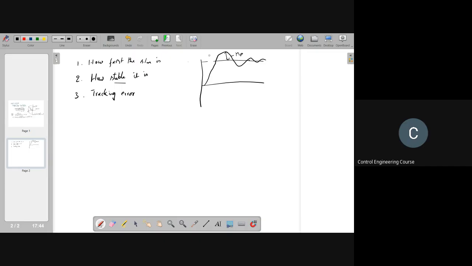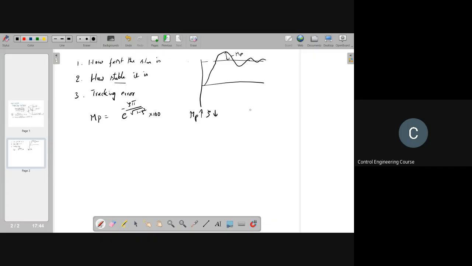So the peak overshoot, why? Because the formula for peak overshoot is MP equal to e to the power of minus zeta pi by square root of 1 minus zeta square, into 100, right? So that means the peak overshoot depends on zeta. So higher the peak overshoot, zeta will be low. So higher the peak overshoot, one way we can say is it's less stable.